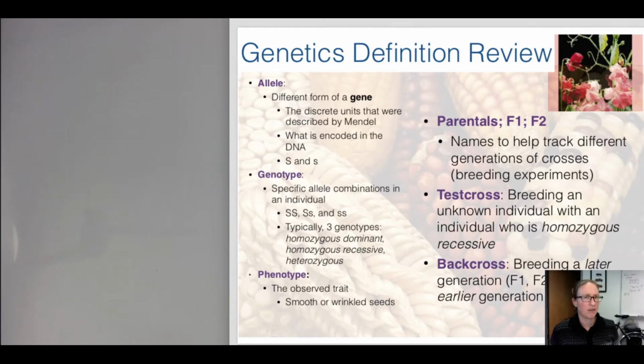We also saw how Mendel structured his experiments across multiple generations. So he referred to the parentals as the initial unit that's crossed, and then the next generation is referred to as the F1, and then beyond that the F2. We talked a bit about conducting a test cross and a back cross, so methods for breeding individuals to figure out one individual's genotype.